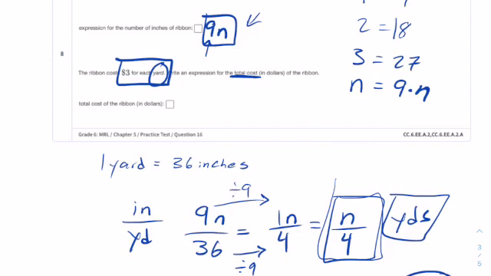If you need to back it up and rewind to check it out again: we had to come up with the number of inches for every party favor, then we had to convert that number to yards, which gave us 1/4 n, and then we had to factor in the money. So it's whatever that number was for yards times 3, because there's $3 per yard, and so we wound up with 3n over 4.